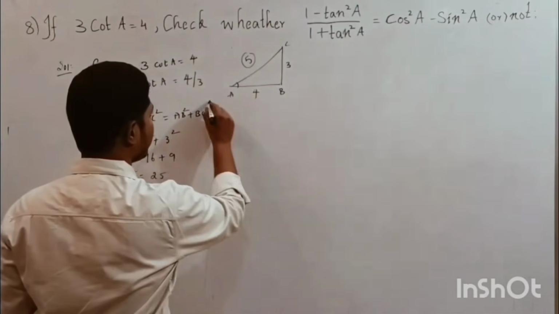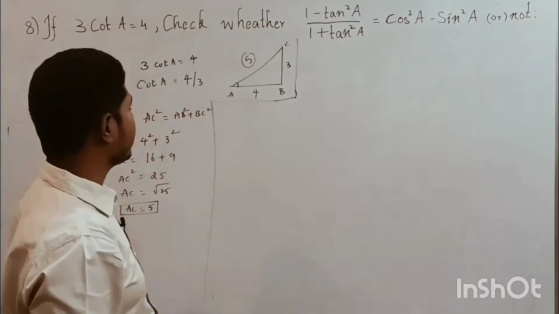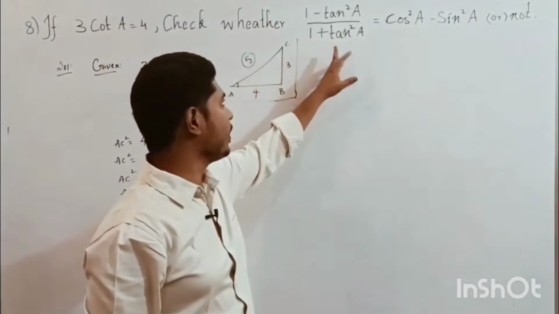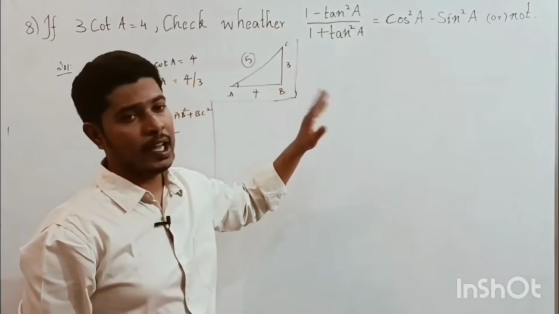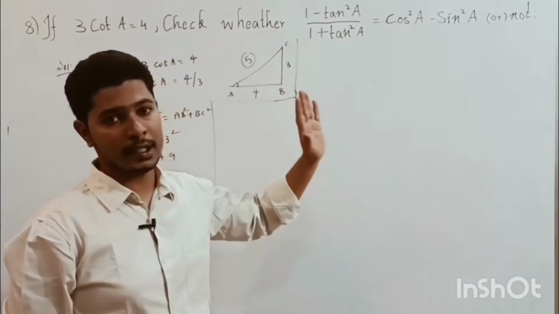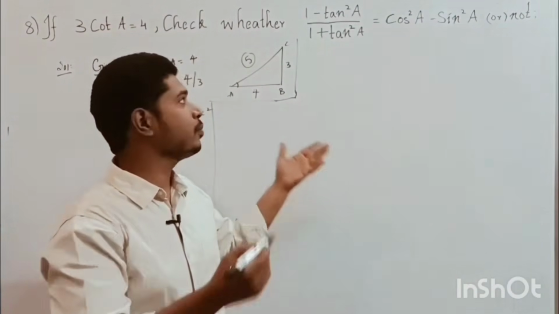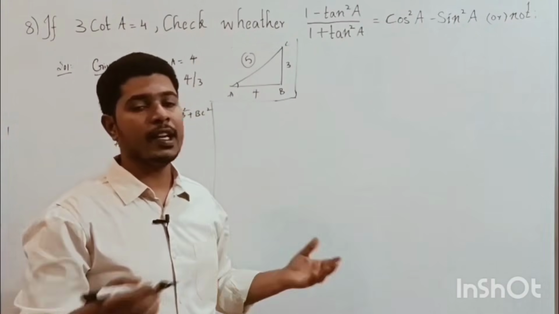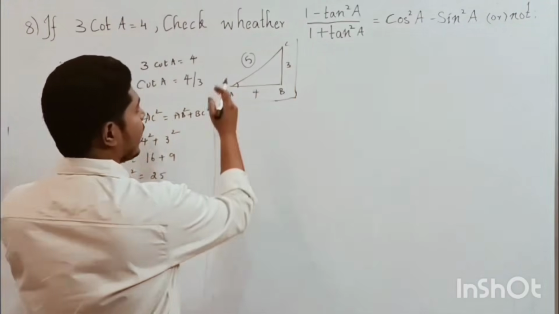Now, we are going to solve the first question. They have asked whether (1 minus tan square A) by (1 plus tan square A) is equal to cos square A minus sin square A. Are they equal or not? We have to find LHS separately and RHS separately. If the value of LHS is equal to the RHS, we can say yes, both are equal. If the value of LHS is not equal to the value of RHS, we can say that they are not equal. Now I am going to solve the LHS, the left hand side.